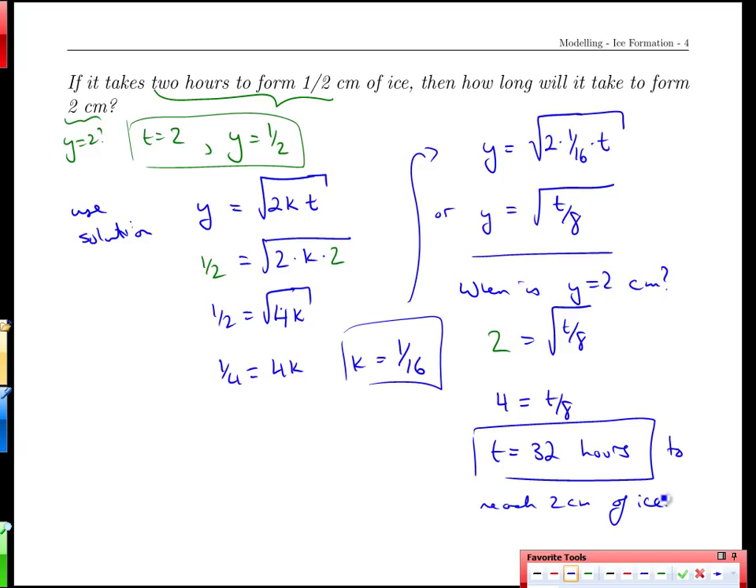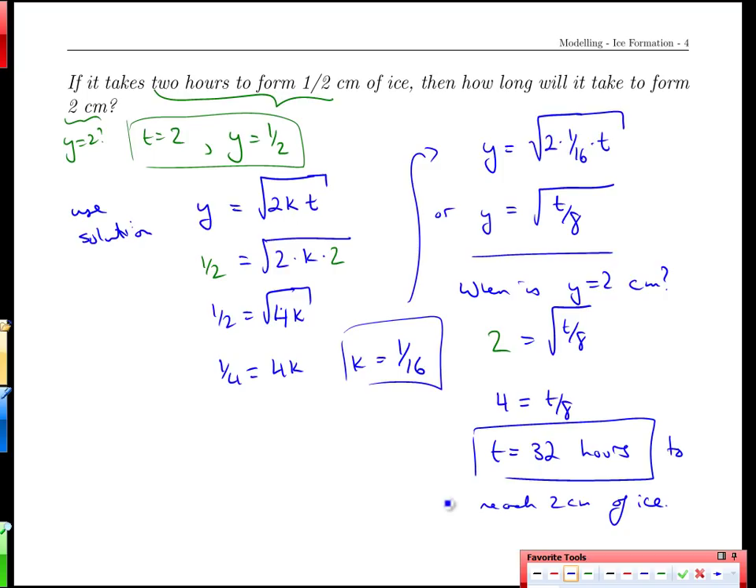All right. Now, one of the things that we can get from this is this equation is not a nice one in some sense. It's not nice and linear. When we went from 1/2 centimeter to 2 centimeters, that's quadrupling the ice thickness. Notice it took only 2 hours for the first part, but it's going to take 16 times that to actually get the thickness up to 2 centimeters. So we see the rates slowing down as t gets bigger and bigger, or as y gets bigger and bigger.